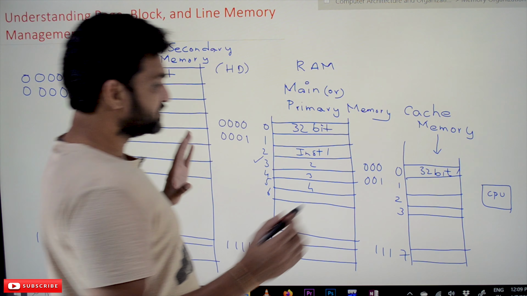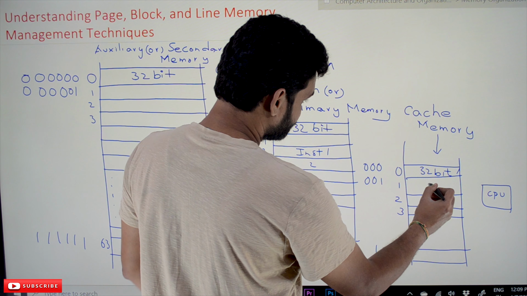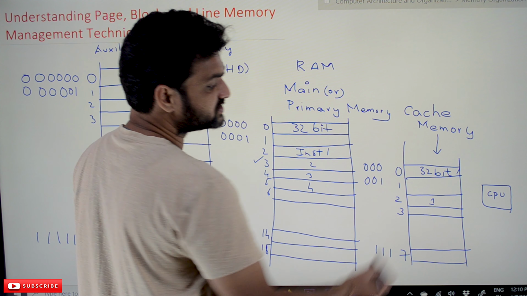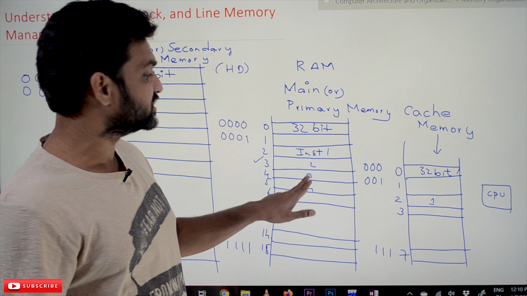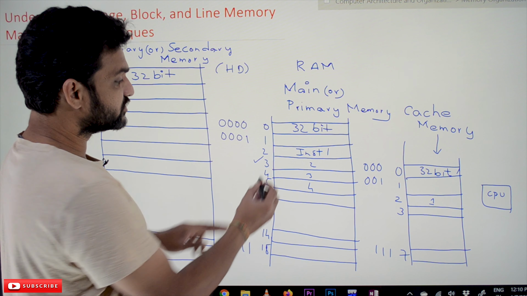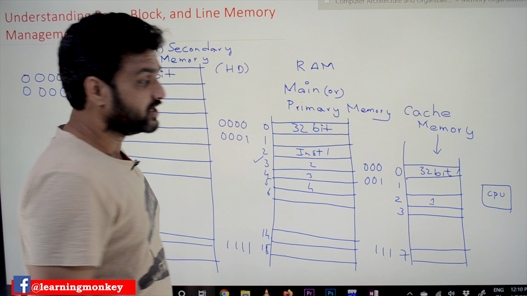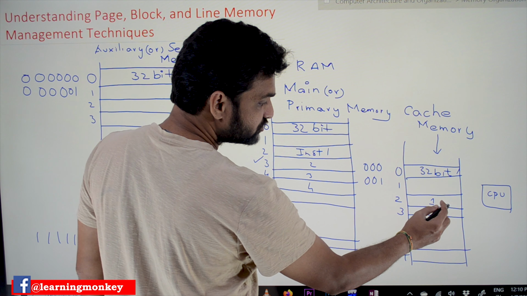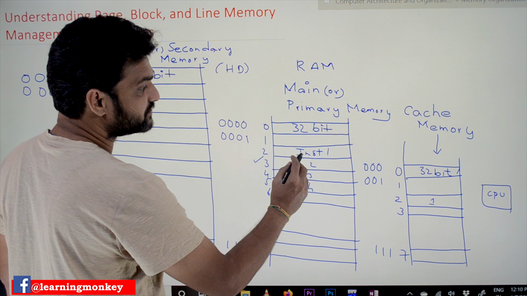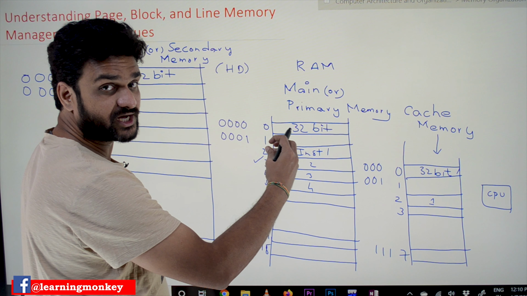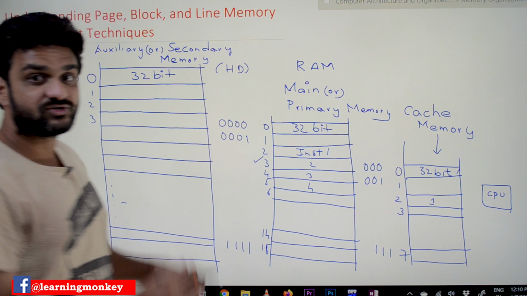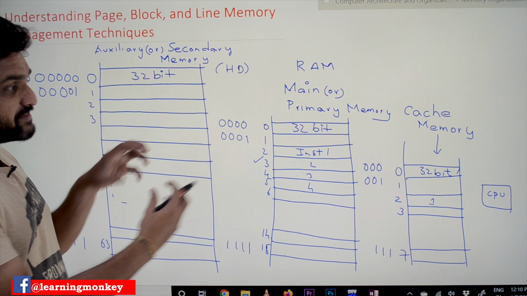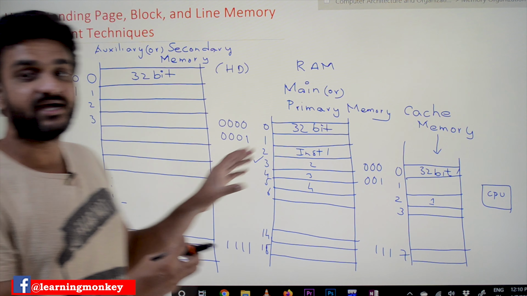So for example, if instruction 1 is already there in the cache, and the second instruction is not present in this location, first the CPU will ask for the next instruction. As it is not there in the cache memory, it is going to get that instruction from the main memory. This is the process of how these memory components interact with each other and let the program get executed.